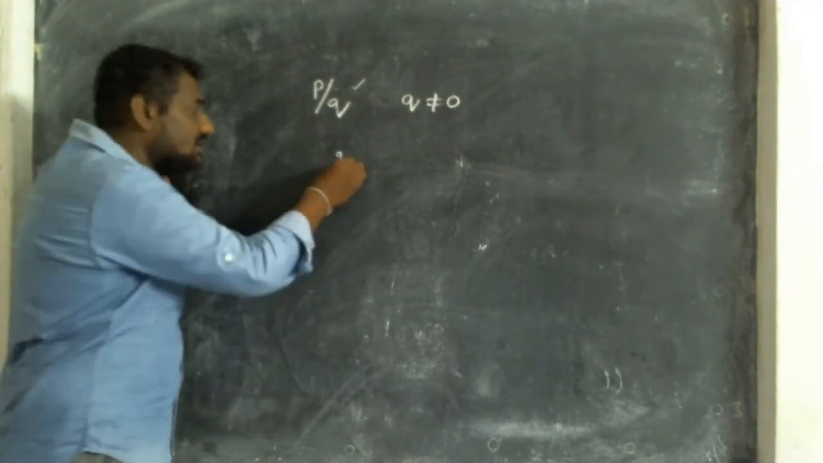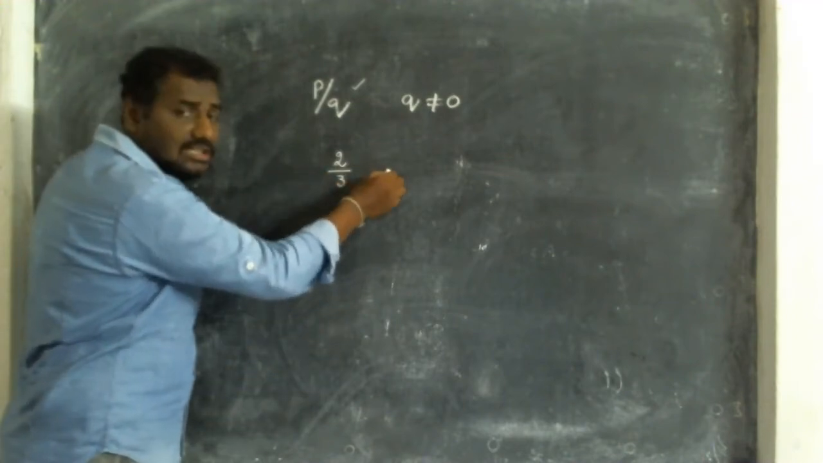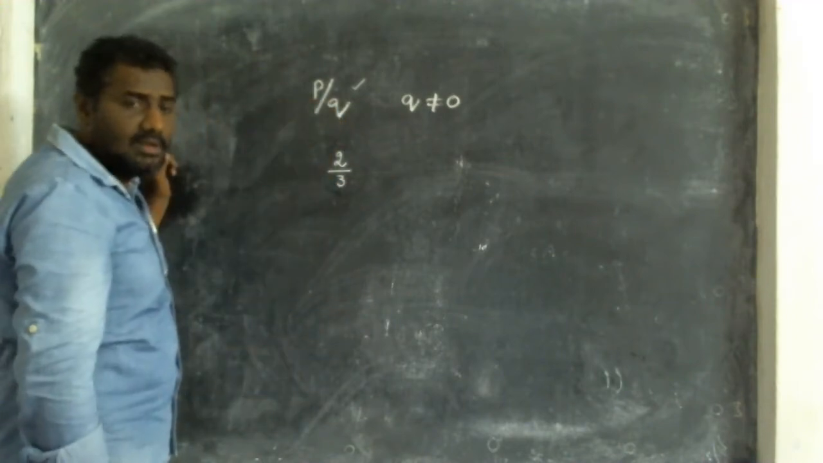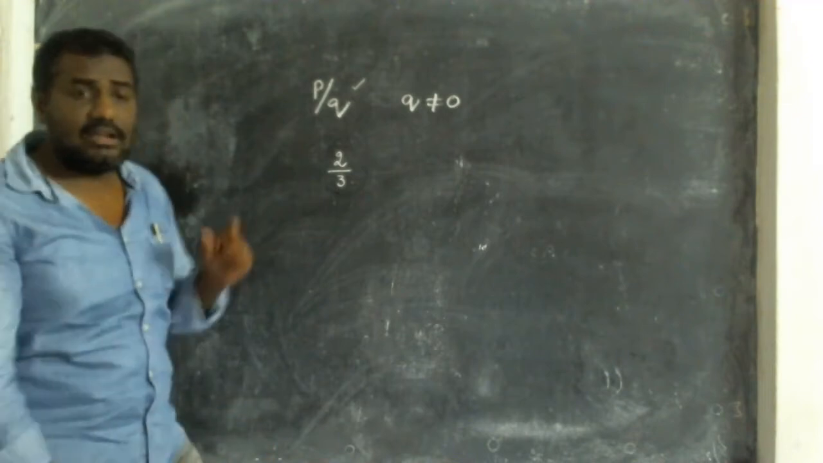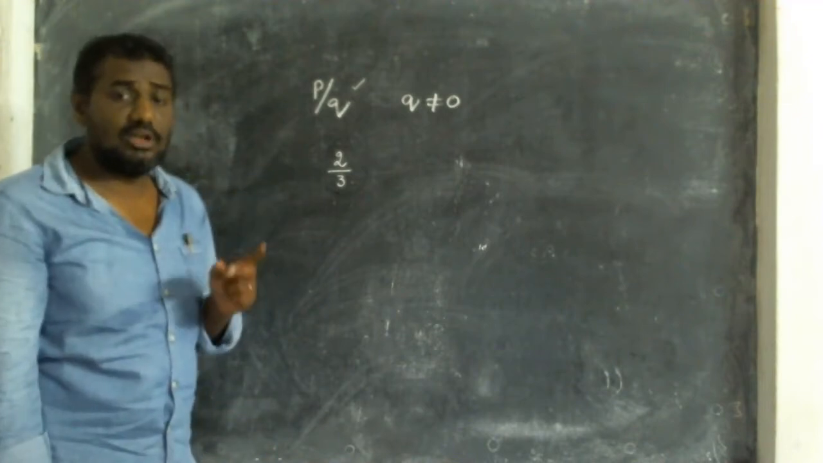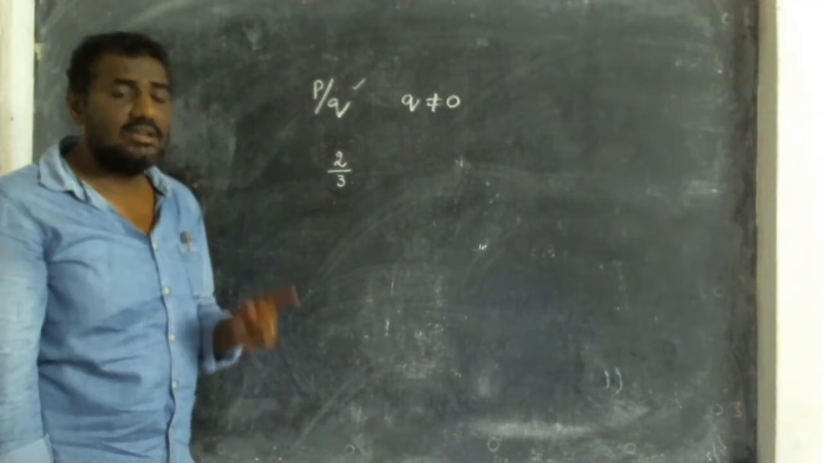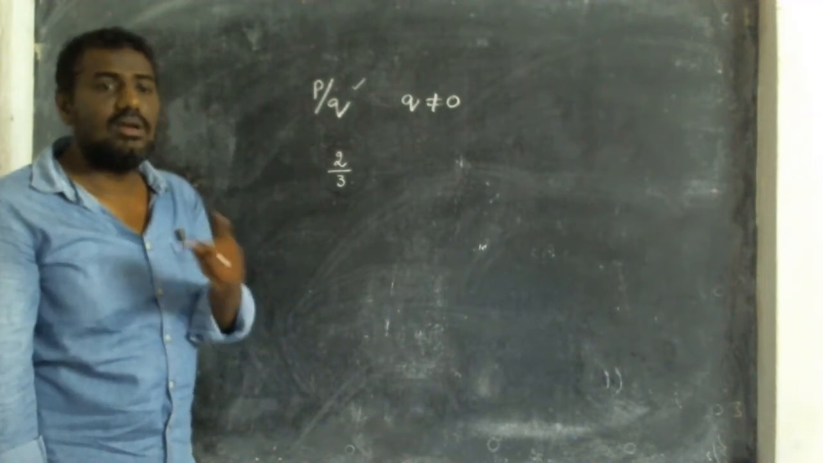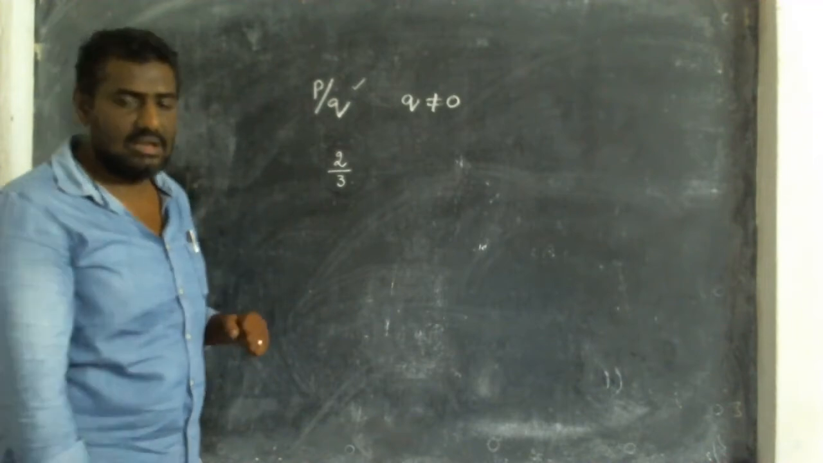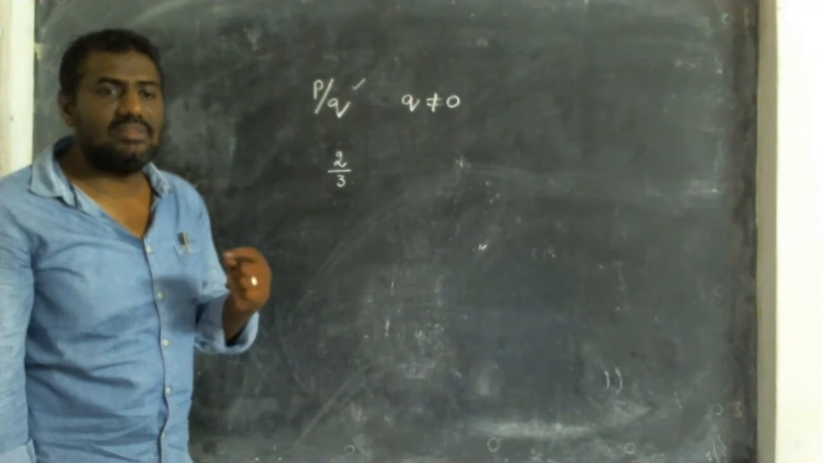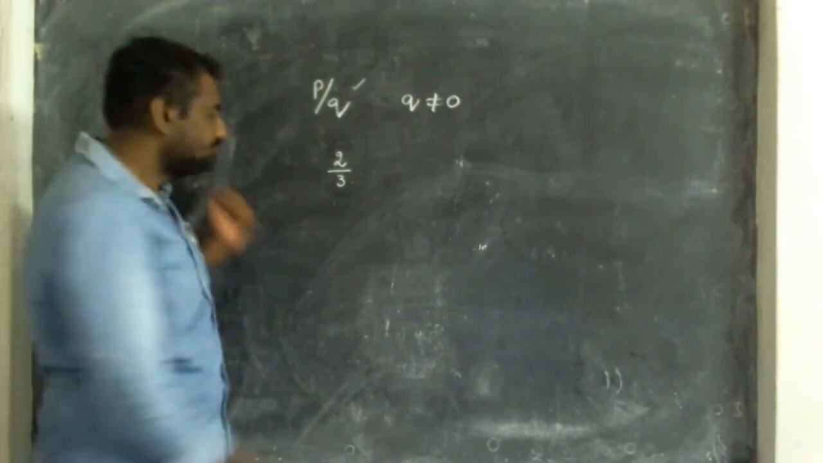If you divide this rational number, you get the answer in decimal form. When you divide a rational number into decimal form, you will get two types of answers, either terminating decimal or non-terminating decimal. Now let us go for terminating and non-terminating.